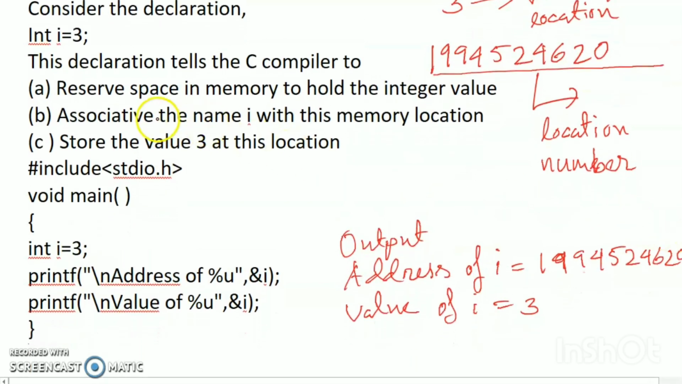This declaration tells the C compiler. We see that the computer has selected memory location 19945244620 as the place to store the value 3, and the location number is not a number to be relied upon, because some other time the computer may choose a different location for storing the value 3. So friends, I hope you can understand my theory. Now next I start the practical. Please continue watching.